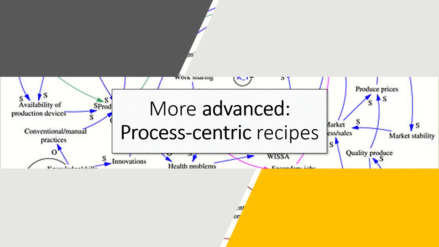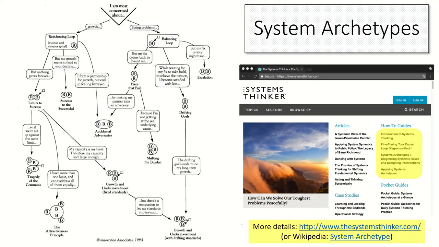All right, so to get to even more advanced ones, where you may not know an easy mapping from behavior over time back to causal loops, there's a process-centric recipe, and this will be on the back of the assignment that I'll pass out today, which will be the one that's due on Sunday. It's basically a decision tree, which I'll walk through some examples of here. And this is borrowed from a systems thinking website and an article that you'll read for Thursday.